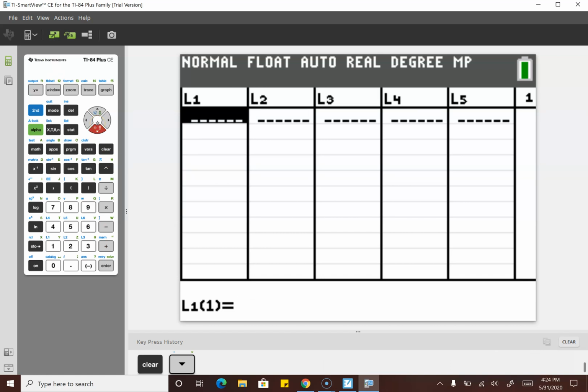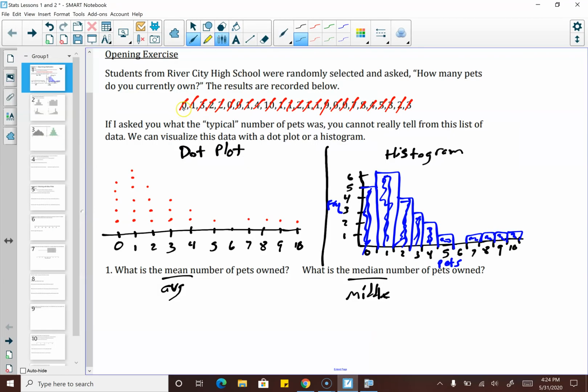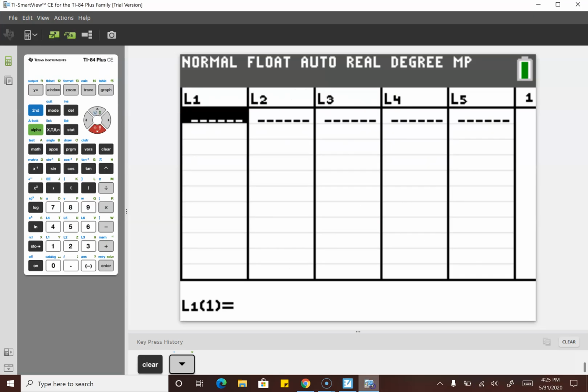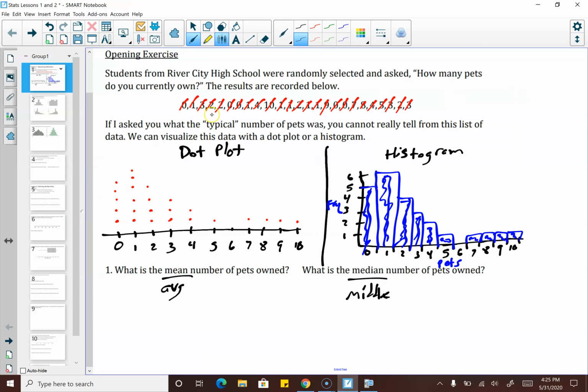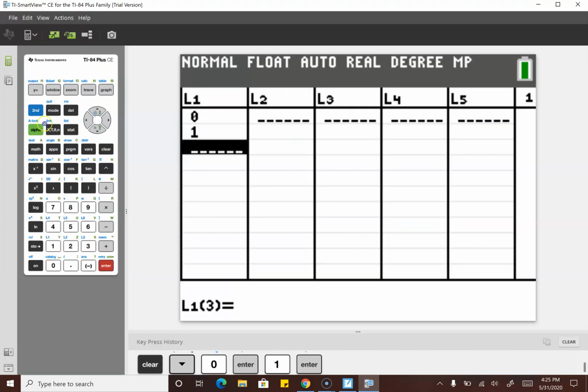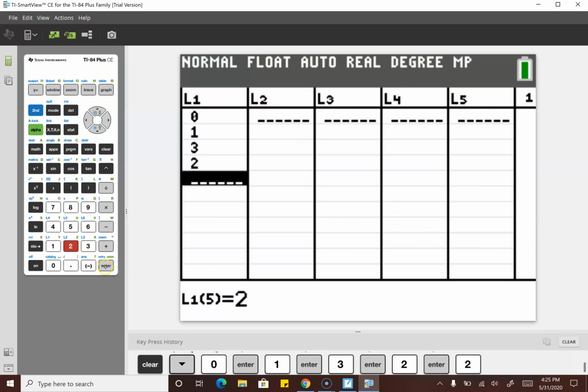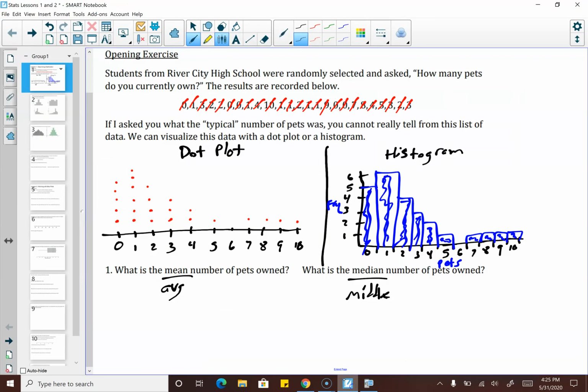So what I'd like you to do now is type in the numbers. So what do we have? We had a 0 and a 1 as the first two numbers. So 0, enter, 1, enter. Then we had 3, 2, 2. So 3, enter, 2, enter, 2, enter. And I basically want you to go back and put in all those numbers from your list.